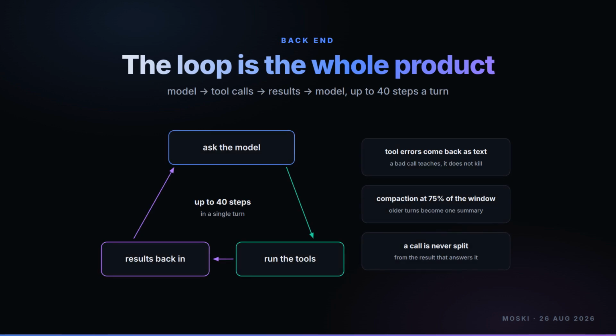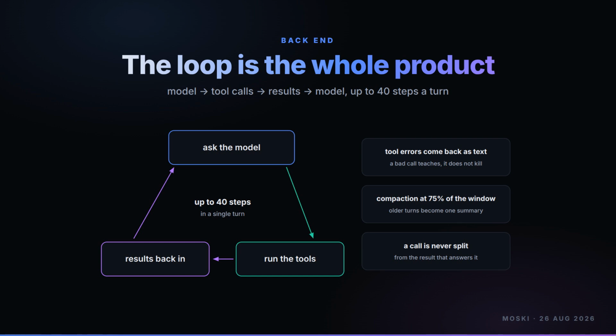Underneath that is the agent loop, and honestly the loop is the product. Send the conversation to the model. If it asks for tools, run them, put the results back in the conversation, and send it again. Repeat until it answers in words instead of tool calls, up to 40 steps in 1 turn.